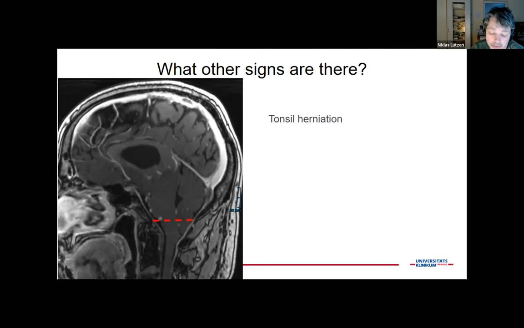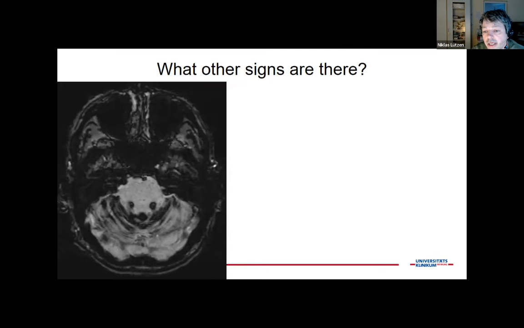And here's a special sequence. You can see artifacts in the cerebellum, and this reflects products of blood. This is called superficial siderosis, and we may see this in patients with a very long ongoing disease, usually 10 years or more of SIH. And these patients may present with hearing loss or ataxia.